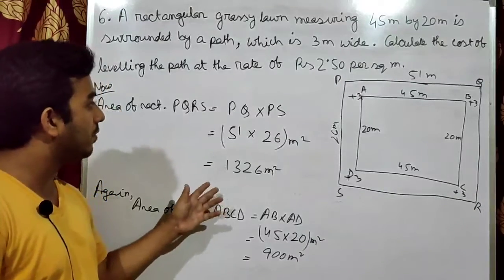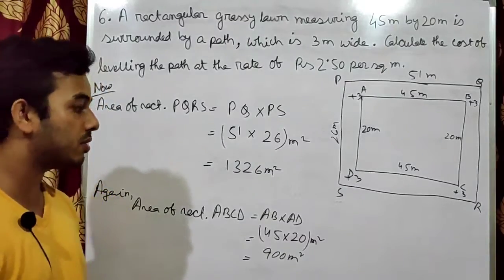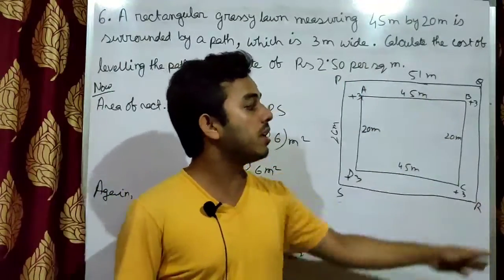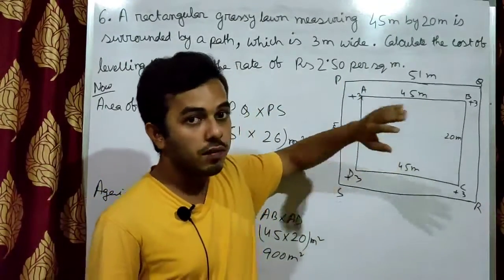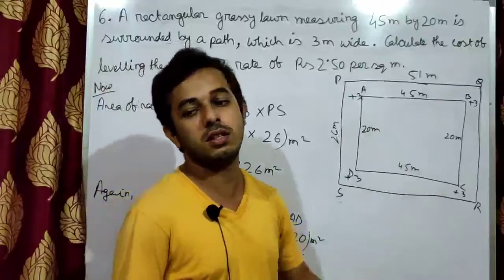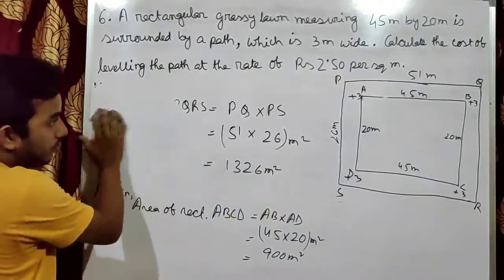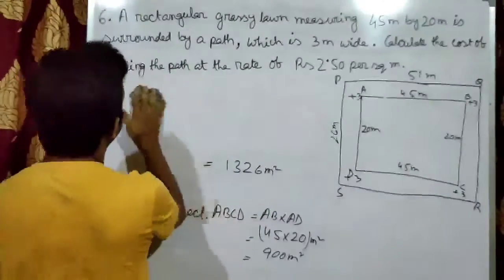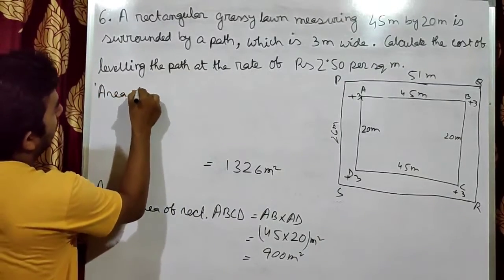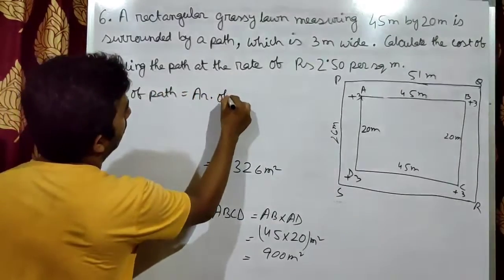So we have found the area of rectangle PQRS as well as the area of rectangle ABCD. Now if we subtract the area of rectangle ABCD from the area of rectangle PQRS, that means total area PQRS, if we subtract this region, first day I have shown you a figure, right? We will find out this, that is the area of the path. So if we find the area of the path, we can easily find out its cost of leveling. So now we will write area of the path.